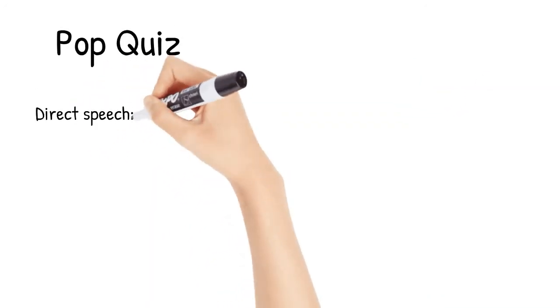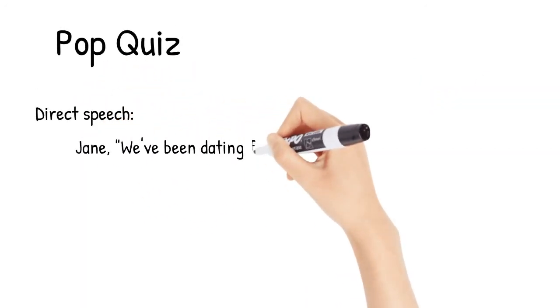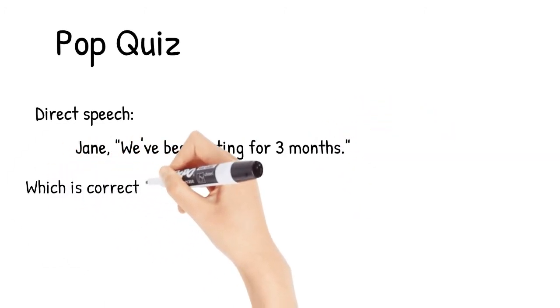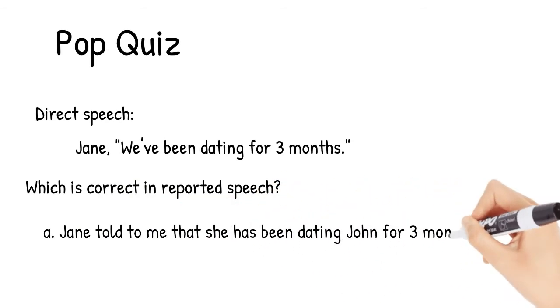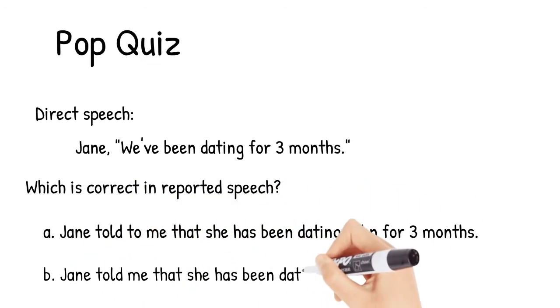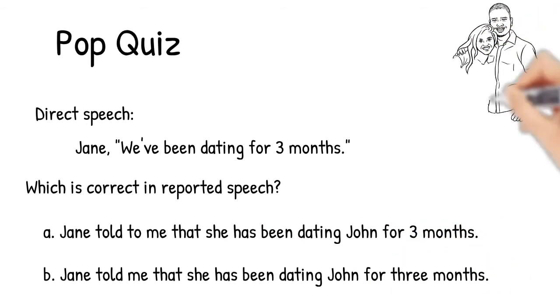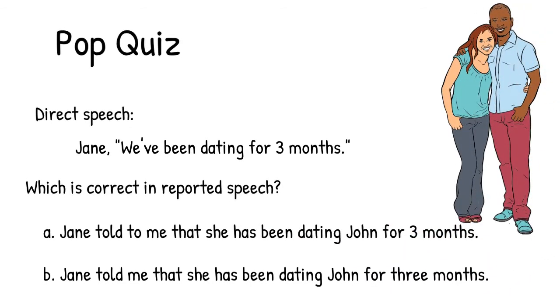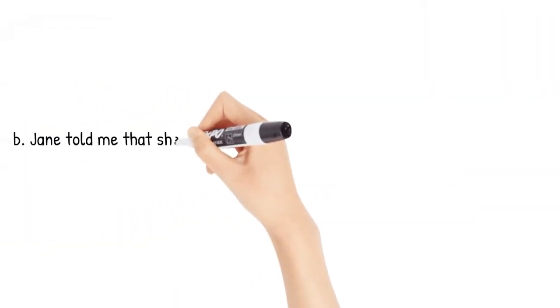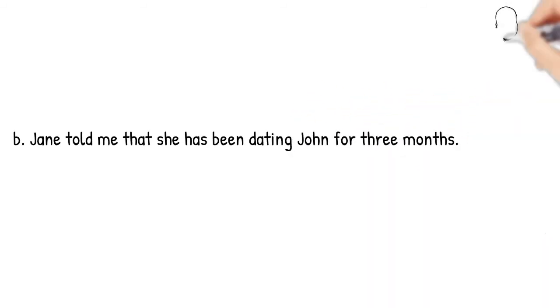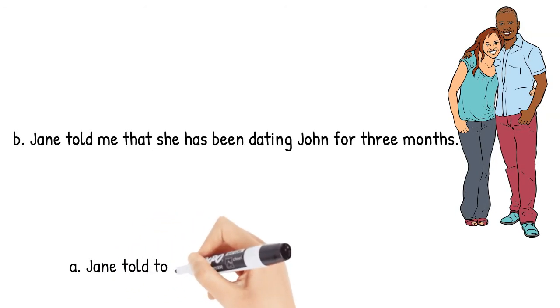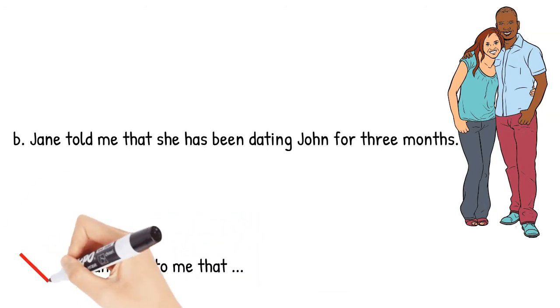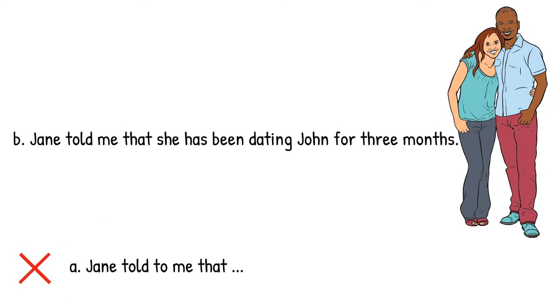To indirect speech. Jane: "We've been dating for 3 months." Which is correct in reported speech? A, Jane told to me that she has been dating John for 3 months, or B, Jane told me that she has been dating John for 3 months. The answer is B. Jane told me that she has been dating John for 3 months is the correct answer. You can't say Jane told to me because "tell someone something" is the grammatical structure.